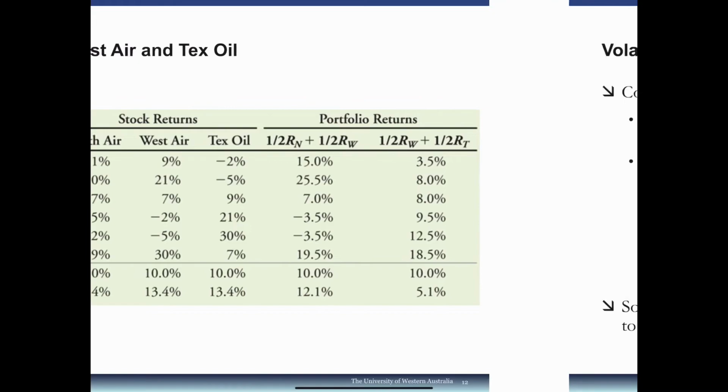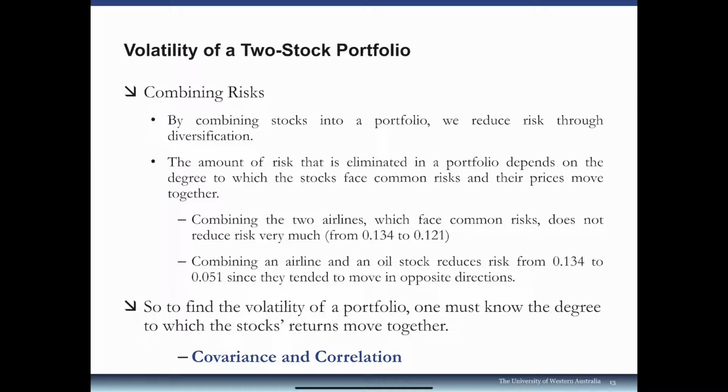Combining risk. By combining stocks into a portfolio, we reduce risk through diversification. The amount of risk that is eliminated in a portfolio depends on the degree to which the stocks face common risks and their prices moving together.